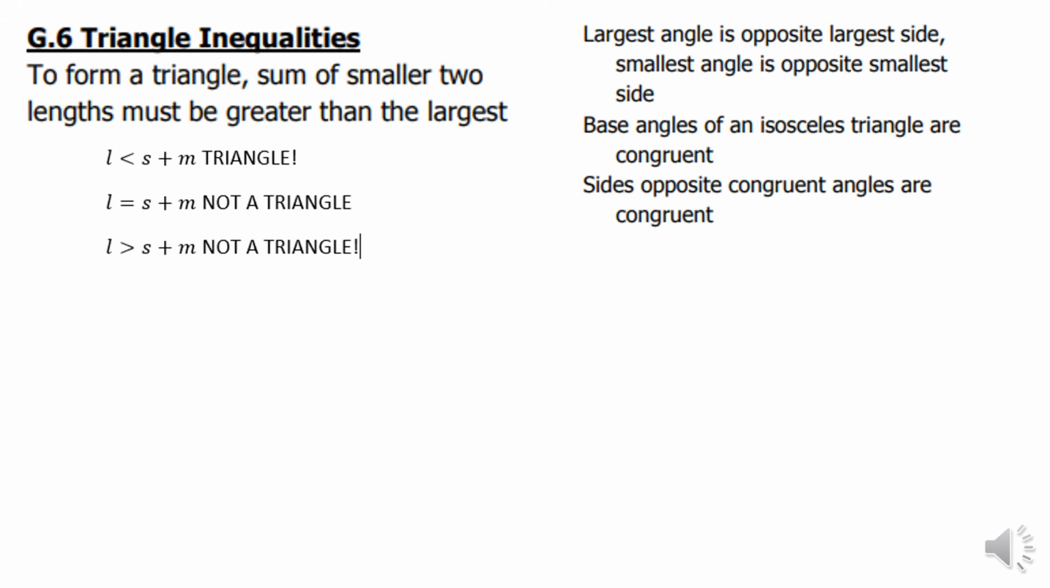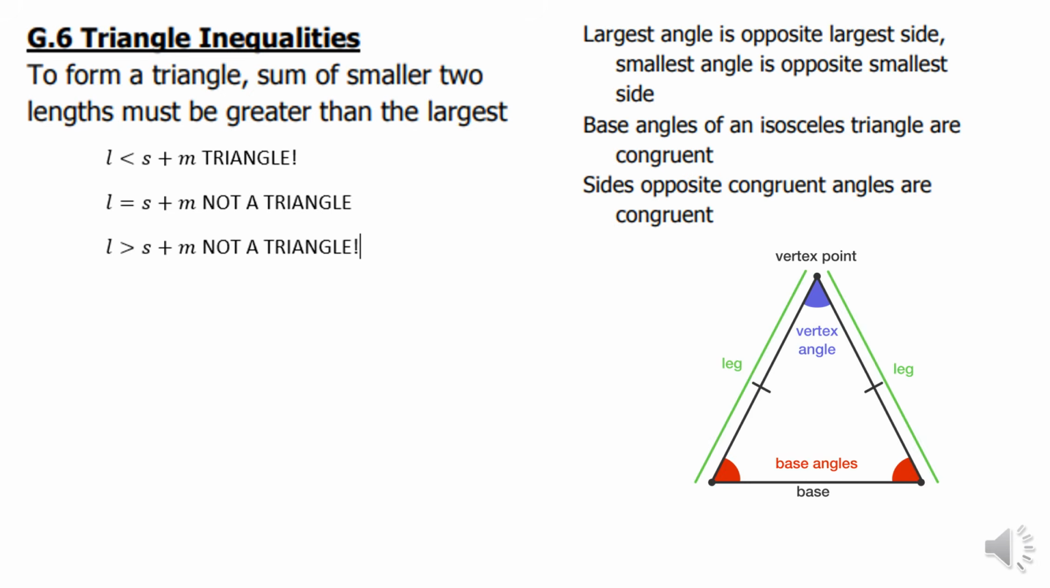Your largest angle is always opposite of your largest side. Smallest angle is always across from the smallest side. If you have an isosceles triangle, remember your base angles are congruent. And anytime you have a triangle and opposite angles are congruent to each other, the sides opposite of those angles are also going to be congruent.